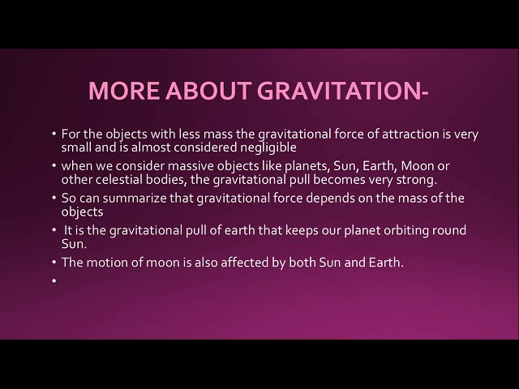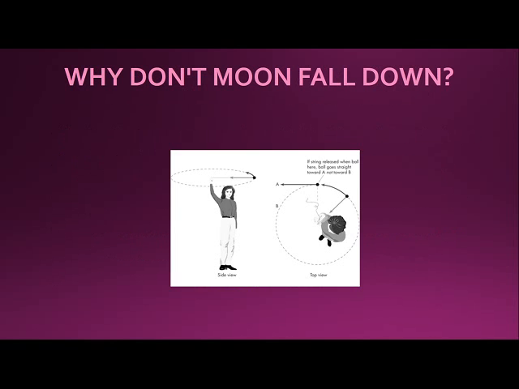It is the gravitational pull of the sun that keeps our planet orbiting around it. The motion of the moon is also affected by both the sun and the earth. This topic I'll take further, and you will understand it better. Now children, you must have wondered, everyone must have thought at some point, when you were in your primary classes, why does the moon not fall on the earth? Let us understand: sometime in the future, if the moon doesn't want to be our satellite, will it fall on us?